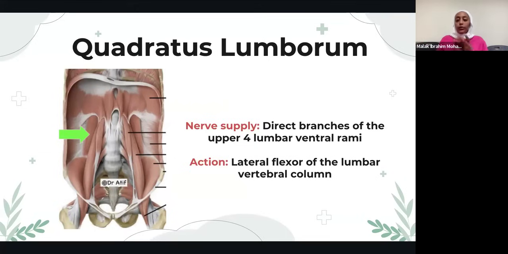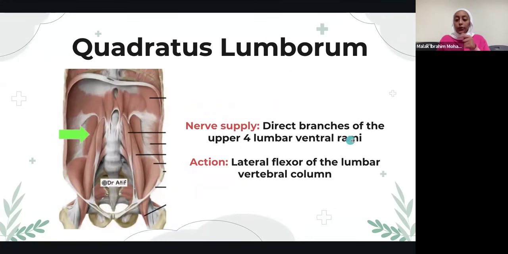For every muscle, you have to know 2 things: its nerve supply and its action. Let's start with this one, which is the quadratus lumborum. We said the quadratus lumborum is lateral to your psoas major. This is the psoas major and this is lateral. As you go like this is lateral, and as you come to the middle, this is medial. So this is lateral. And what's the nerve supply?